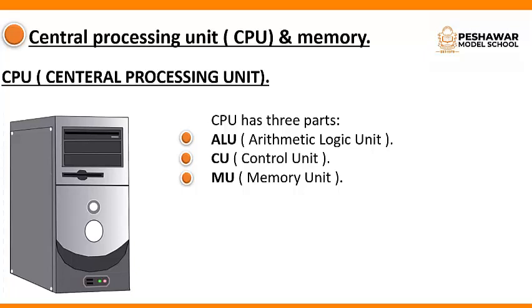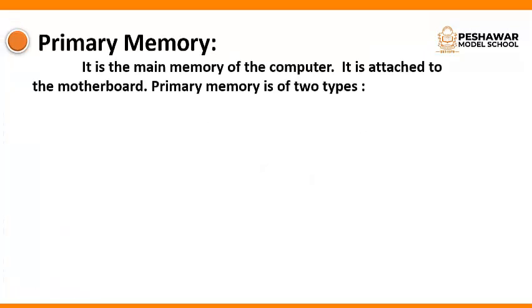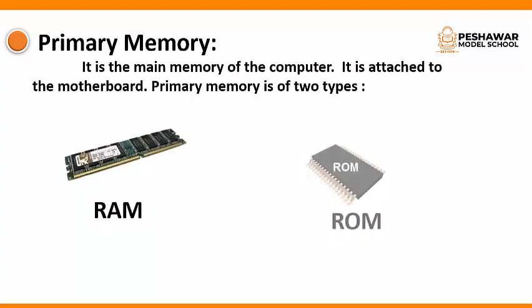Dear students, the storage media of a computer is known as memory. There are 2 types of computer memory, primary and secondary. So, primary memory is the main memory of the computer. It is attached to the motherboard. Primary memory is of 2 types, RAM and ROM.